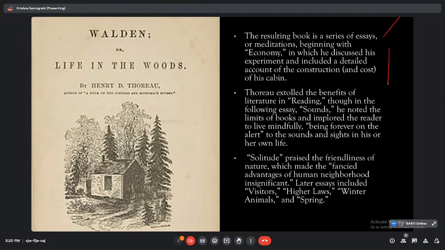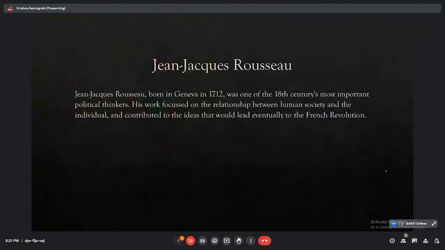So Thoreau extolled the benefits of reading literature, though in the following essay, Sounds, he noted the limits of books and implored the reader to live mindfully, being forever on the alert to the sounds and sights in his or her own life. Solitude praised the friendliness of nature, which made the fancied advantages of human neighborhood insignificant. Later essays included Visitors, Higher Laws, Winter Animals, and Spring.